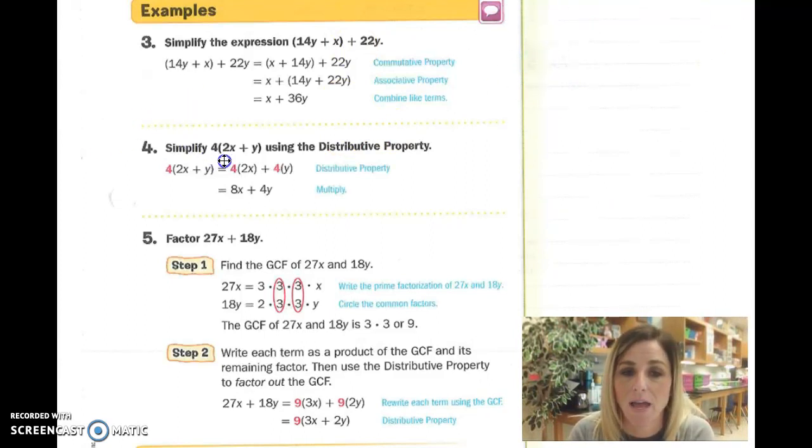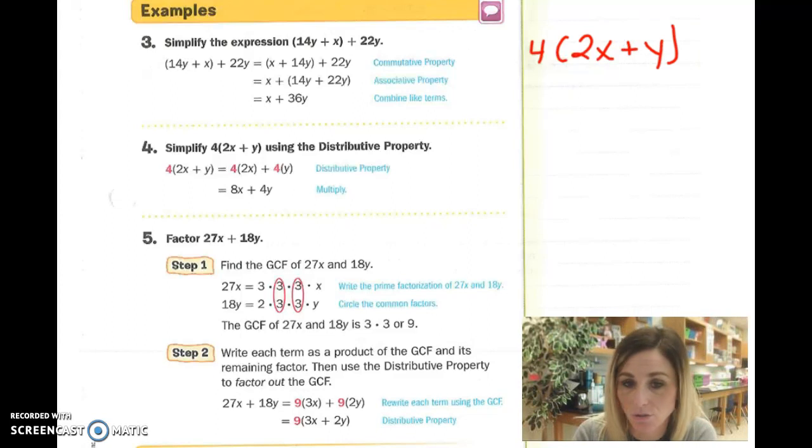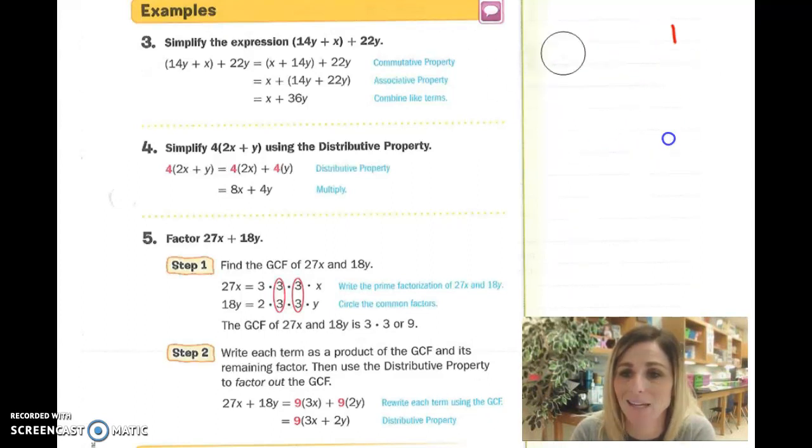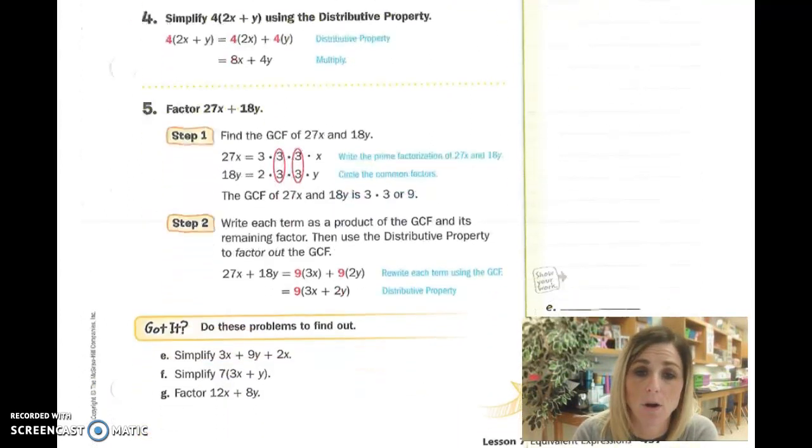We are going to simplify 4 in parentheses 2x plus y. Again, this is the distributive property, so we need to distribute that 4. So I'm going to distribute it to 4 times 2x, which is going to give me 8x, plus 4 times y, which is going to give me 4y. That's it. That's my answer. Just distributing. We just have 2 different variables in there. Okay, it's nothing that is going to be super hard.